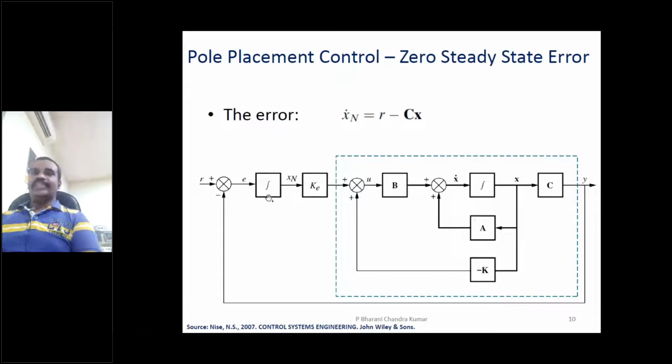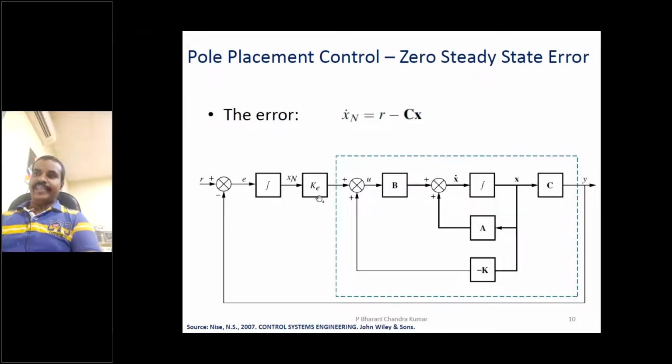So how is that happening? This is the integral, and whatever state we are saying, it is xn. So here xn dot is nothing but the error. If you integrate, you will get xn. So xn dot equals r minus c into x. This error is nothing but r minus c, and this point is coming from c into x. So this is xn dot, and if I integrate, you get xn.